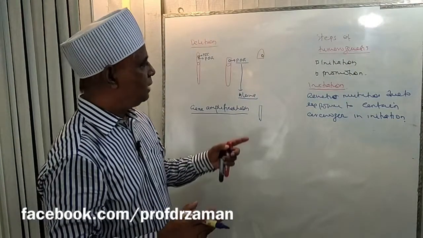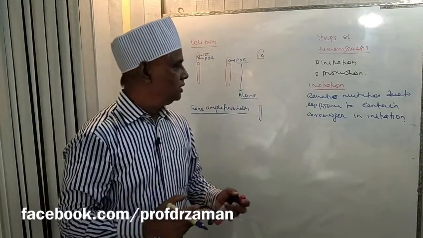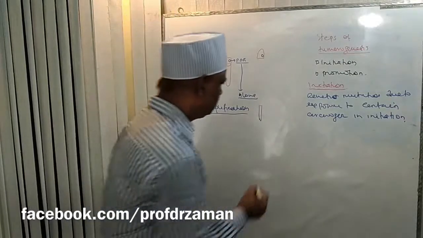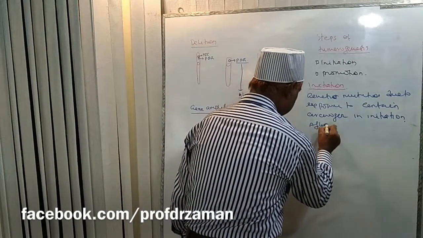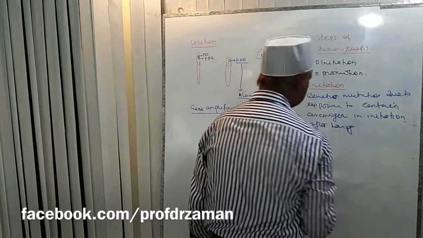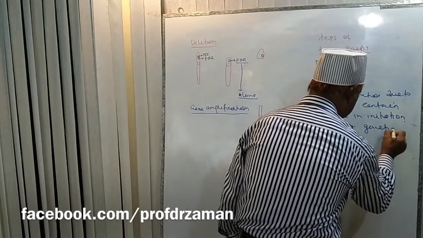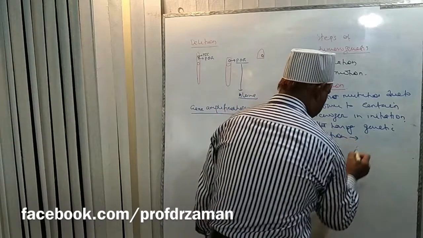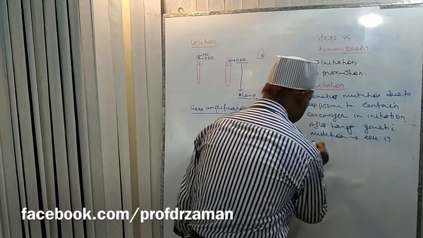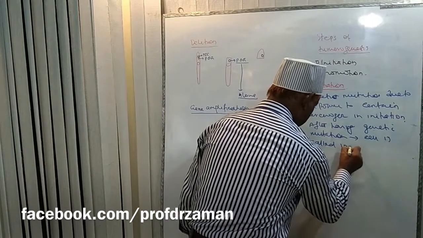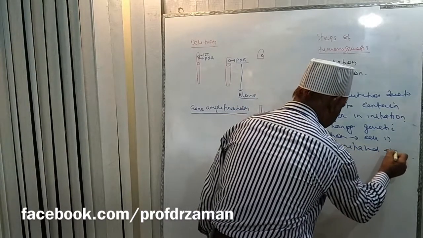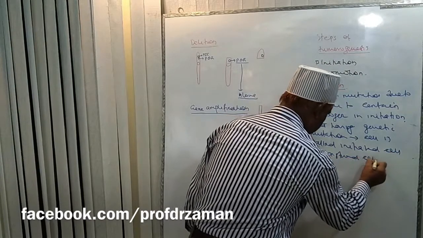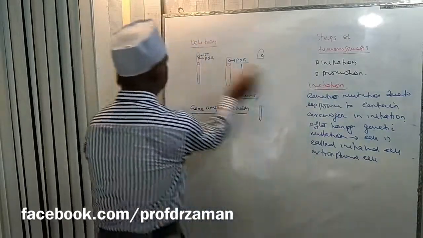And after the genetic mutation within the cell, after having genetic mutation, the cell is called initiated cell or transformed cell.